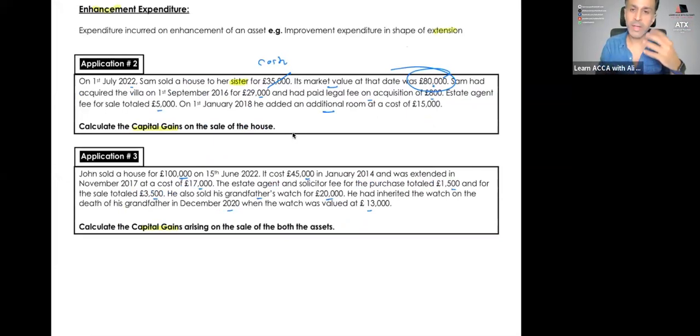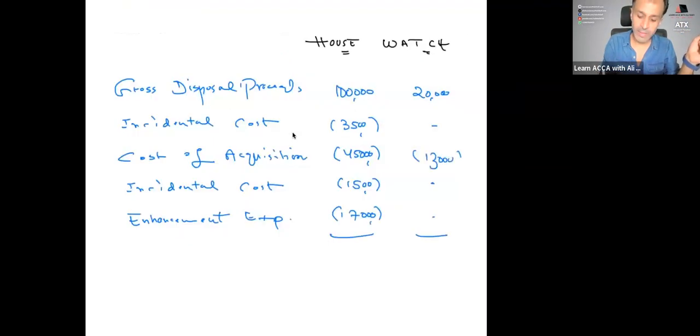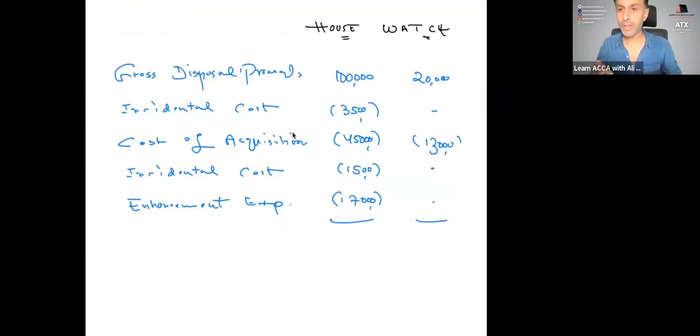So in inheritance, the market value of an asset on the day of death is called the probate value, which in this case is this value. And I will use it as a deemed acquisition cost for the son. Son has never paid this much price to acquire it, but it's a deemed acquisition cost to the son. And therefore, we have used it to get this answer. So 100,000 minus 5,000 collected minus 45,000 minus 17,000, the figure turns out to be 33,000.